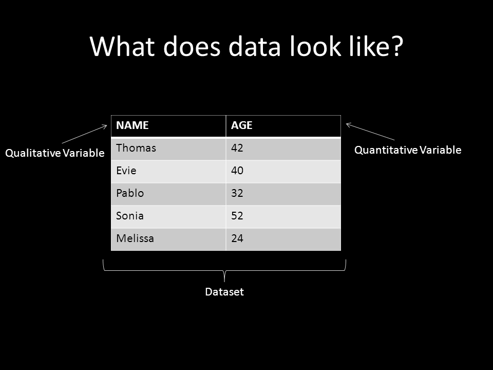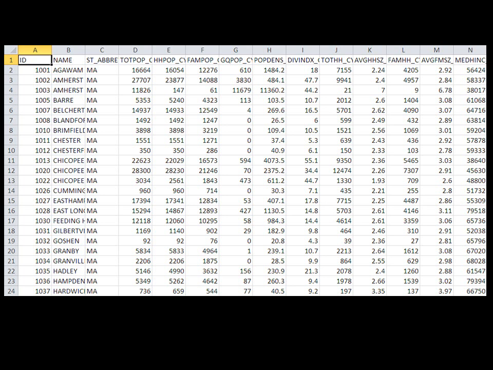Oftentimes data does not look like this. It might look quite involved. For instance, this is data obtained from the US Census, with populations of different zip codes within Massachusetts, and associated demographic characteristics like median household income and population density.